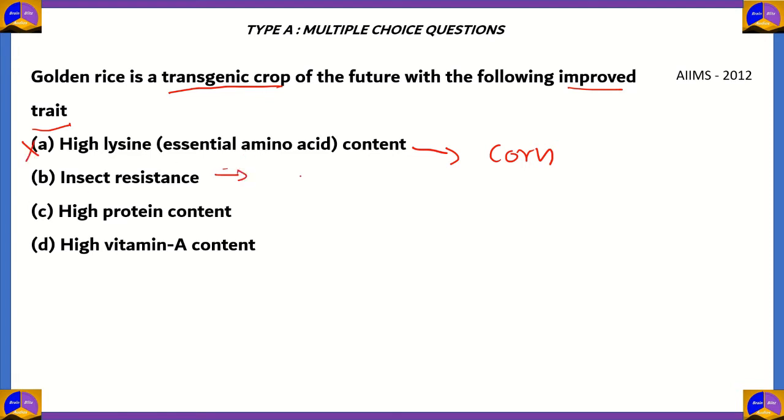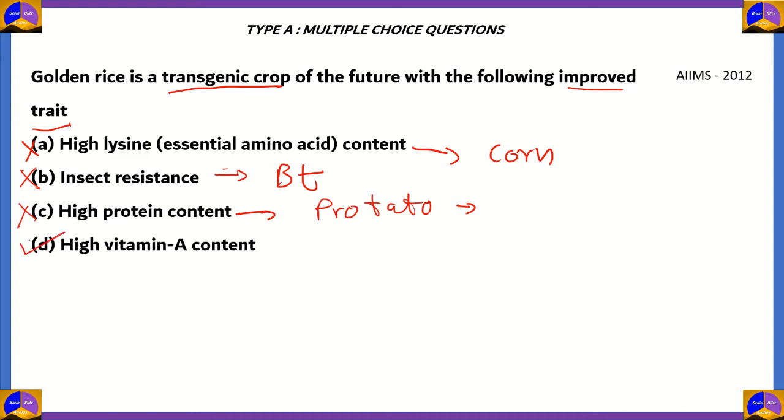Option B, insect resistance. These are property of Bt plants which are encoded with the cry gene, endotoxin gene from Bacillus thuringiensis. So option B is incorrect. If you look at option C, high protein content, an example for a high protein content genetically modified transgenic crop is what we call potato, which is basically a genetically modified potato with high protein content. So option C is incorrect.